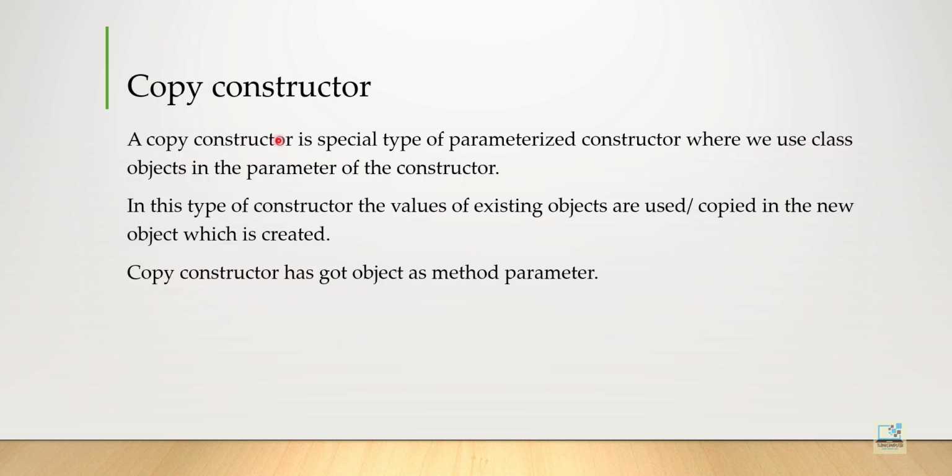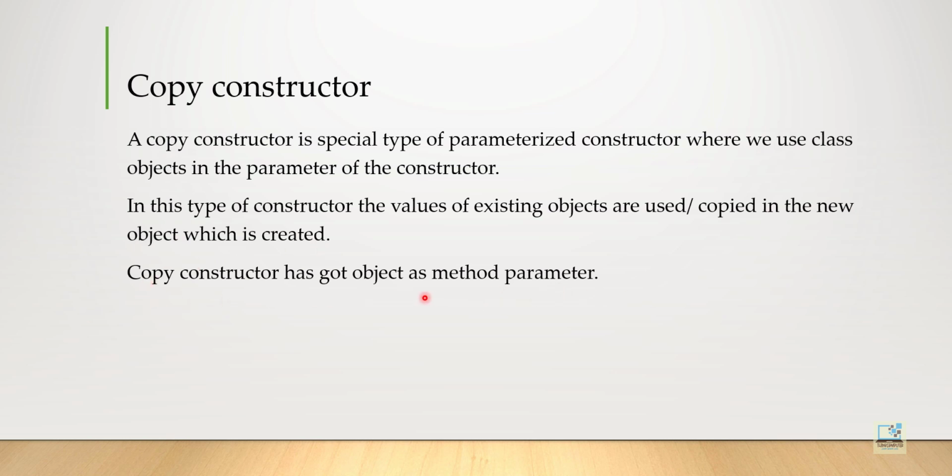Now the next is copy constructor. A copy constructor is a special type of parameterized constructor where we use a class object in the parameter of the constructor. In this type of constructor, the values of an existing object are copied into the new object which is created. Copy constructor has got an object as method parameter.